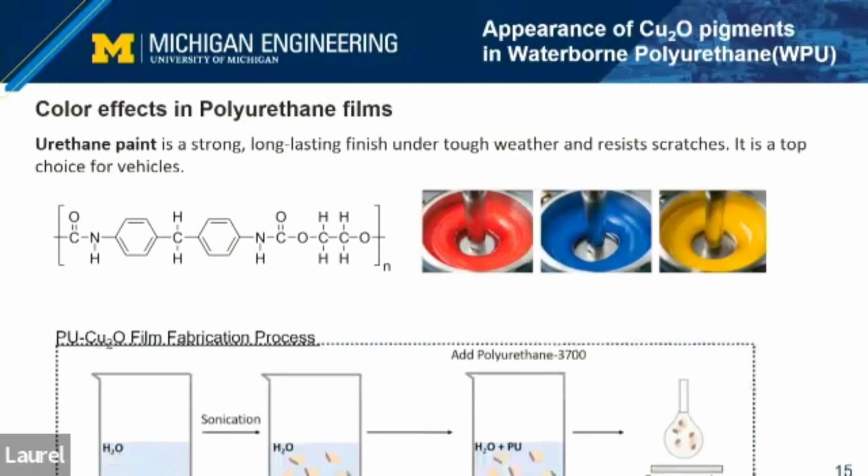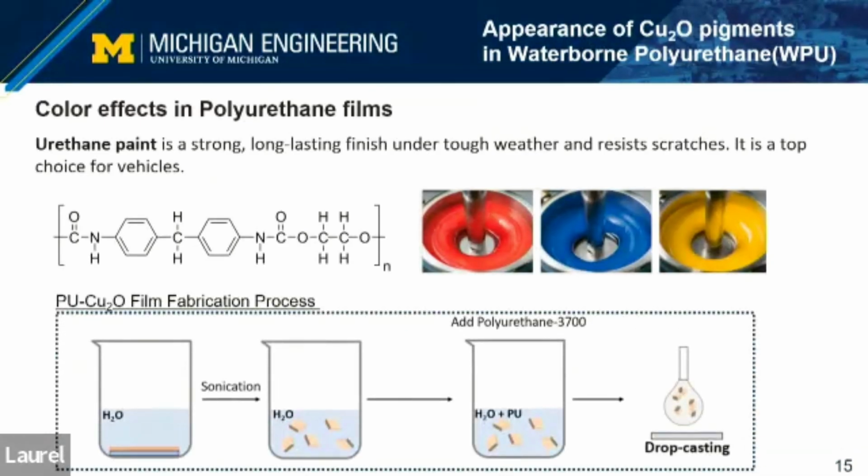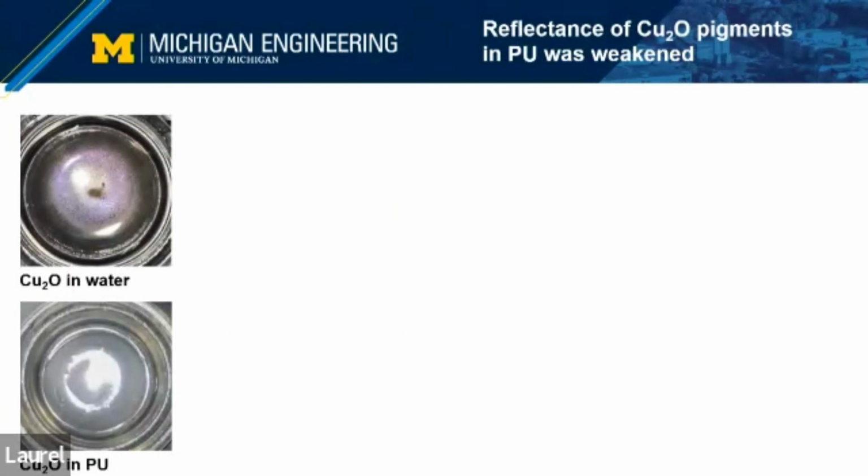So what we did is that we mixed the dispersion that contains the cuprous oxide pigments with the polyurethane, and we just did a simple casting method to see how the colors look in polyurethane. If it works, it should look like bright color just like before. And we did it, but as you can see, a lot of stuff happened during the research.